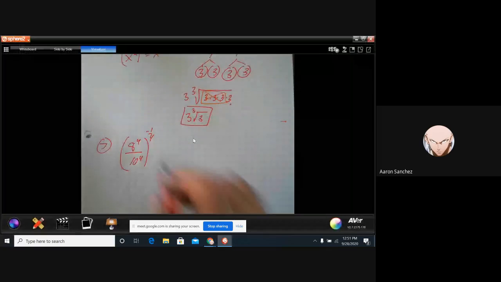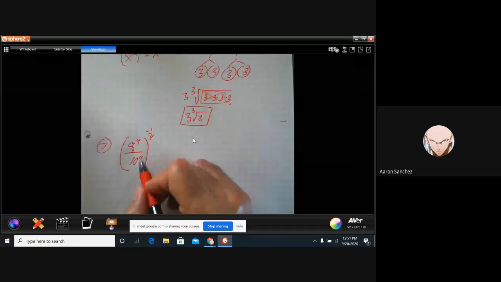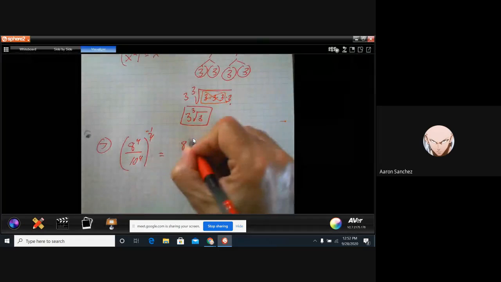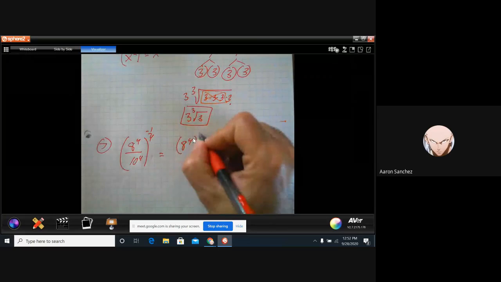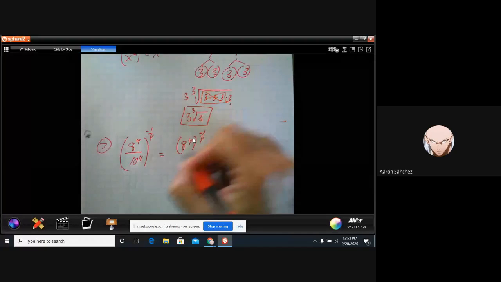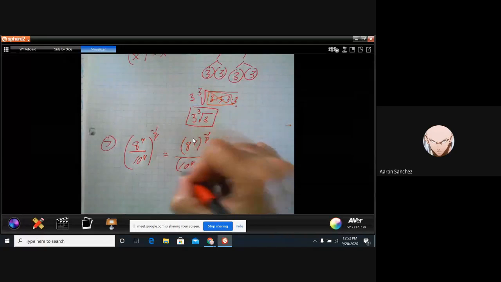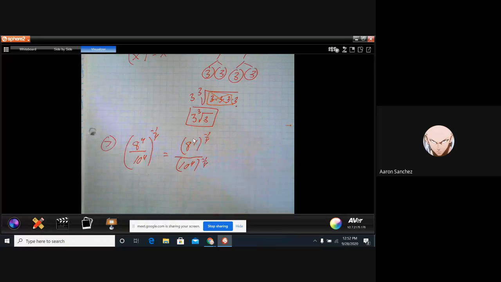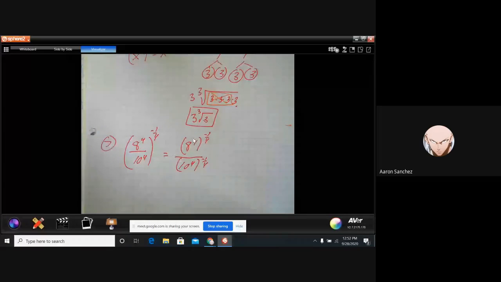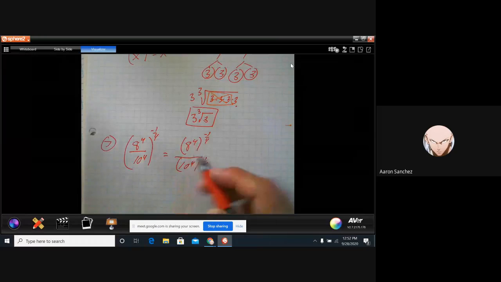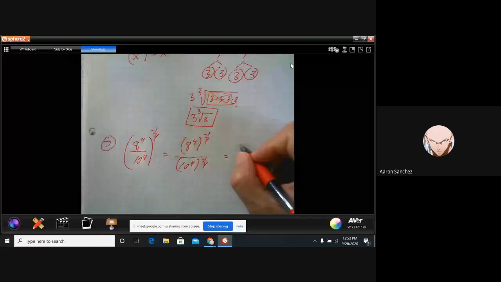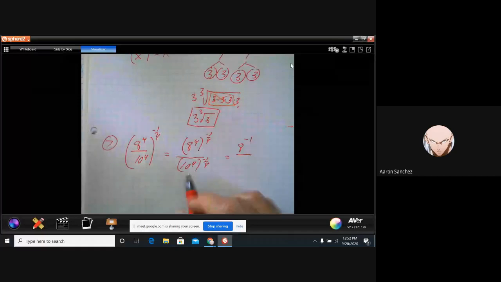So I basically multiply this times this and this times this. Another way I can write this is 8 to the 4th raised to negative 1/4, all over 10 to the 4th raised to the negative 1/4. See that? Since they're all, I just separate it. And I can just multiply. Negative 1/4 times 4 is 8 to the negative 1. Negative 1/4 times 4 is 10 to the negative 1.